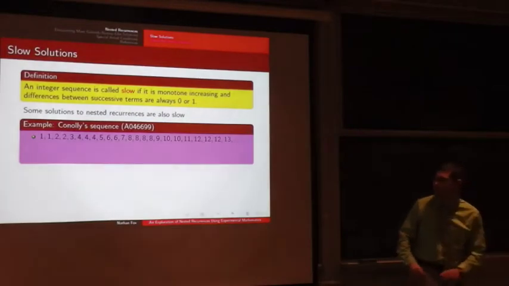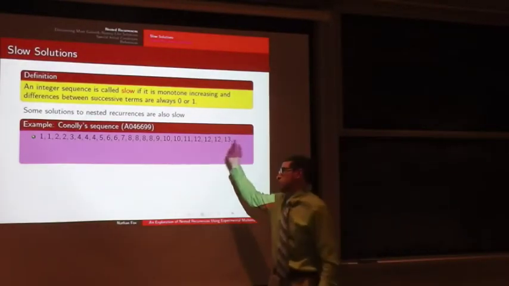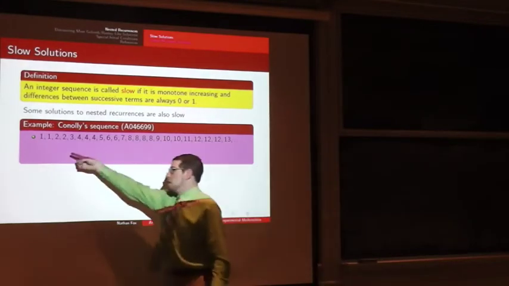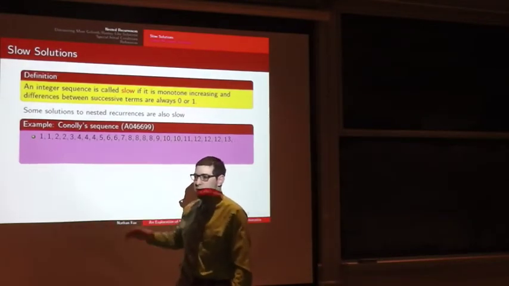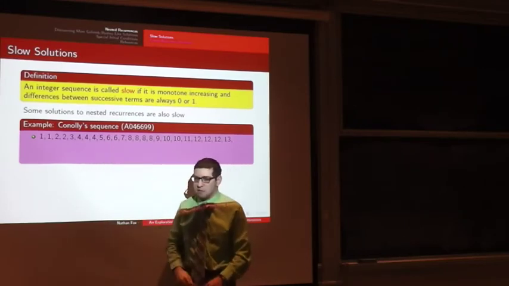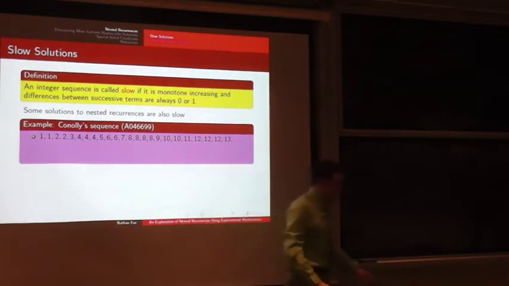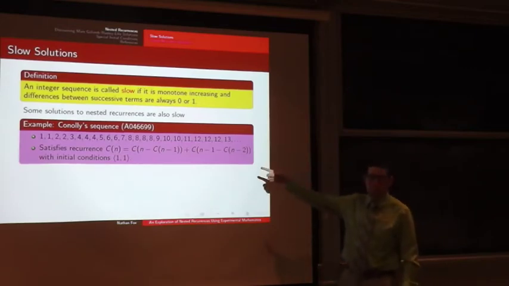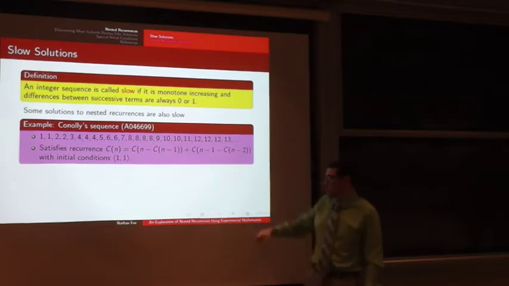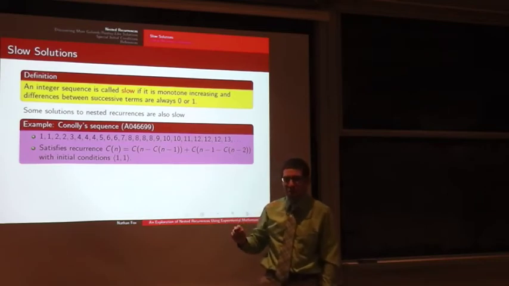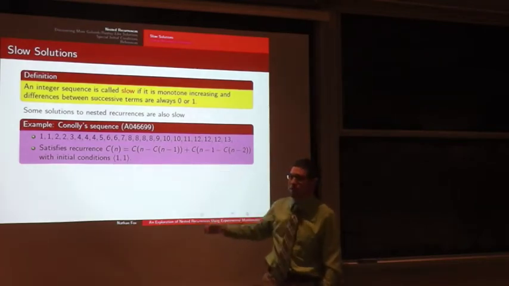So there are solutions to nested recurrences like this. Here's a slow sequence, and the number of times each integer appears other than 1 is 1 more than the biggest power of 2 that divides it. So like 2 appears twice, 4 appears 3 times, 8 appears 4 times. This sequence satisfies this recurrence, which should look very similar to the Q recurrence, the only difference being this -1 here. And then same initial conditions. This is just a very slight perturbation of the Q sequence that gives you this very nicely behaved sequence.